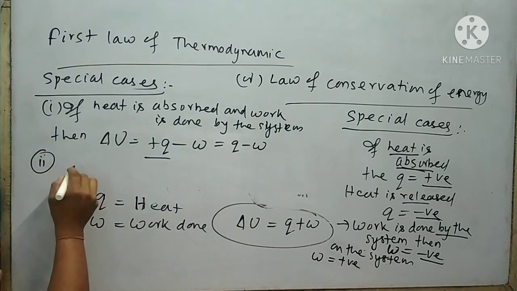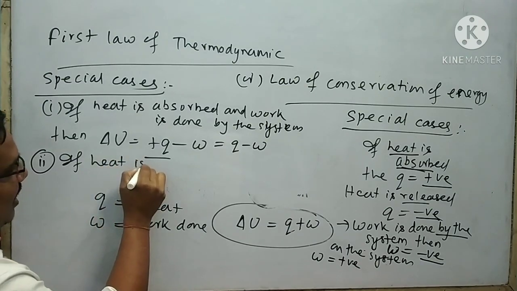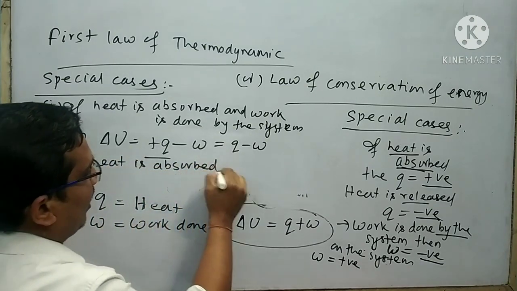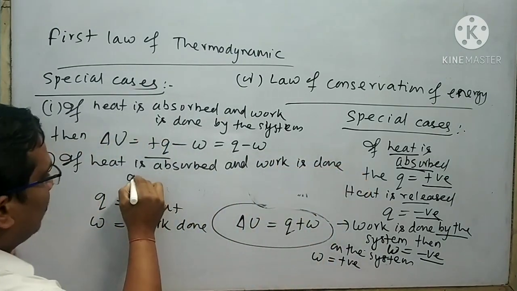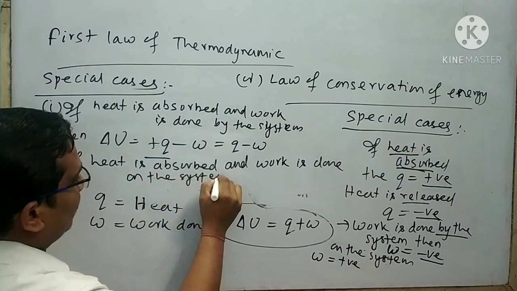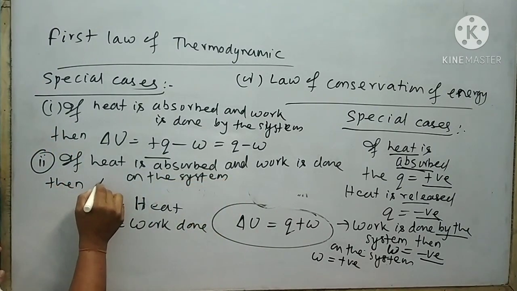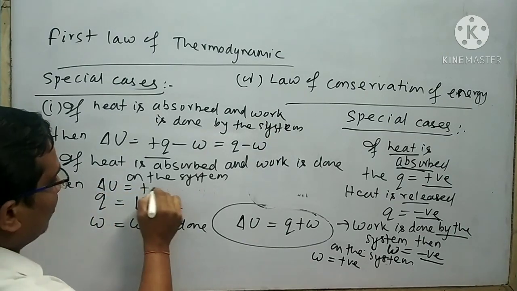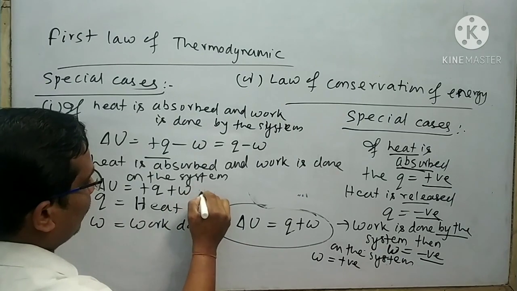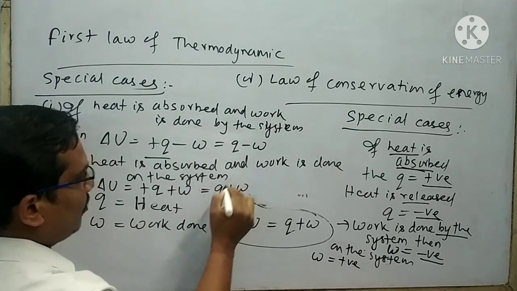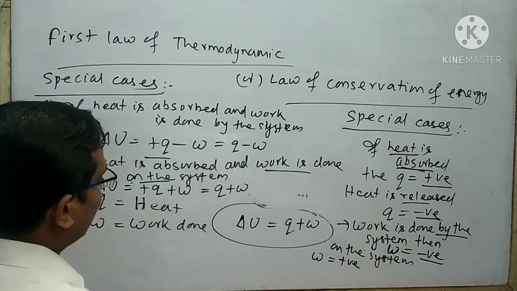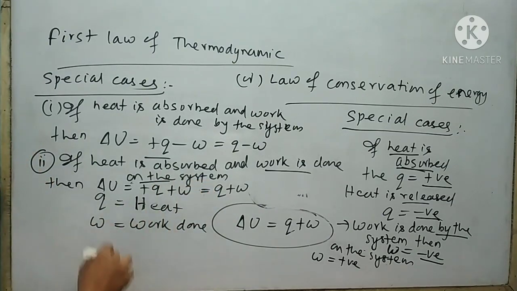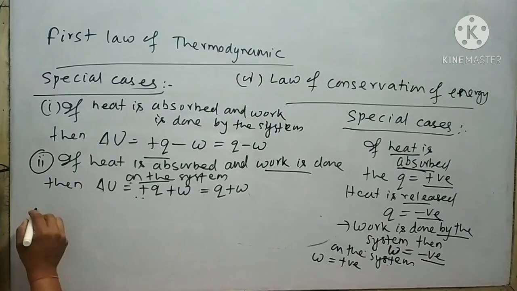Take another special case: if heat is absorbed and work is done on the system, then I can write del U equals plus Q plus W. That means I can write Q plus W. Because we know that work done on the system means we are bound to write plus W. Heat is absorbed, so we are bound to write plus Q. So we can write del U equals Q plus W.